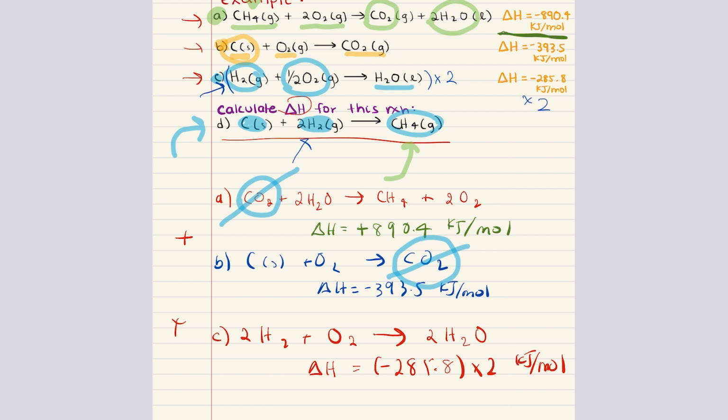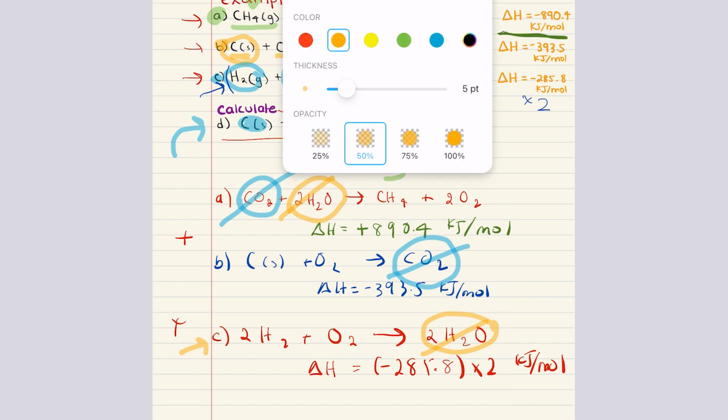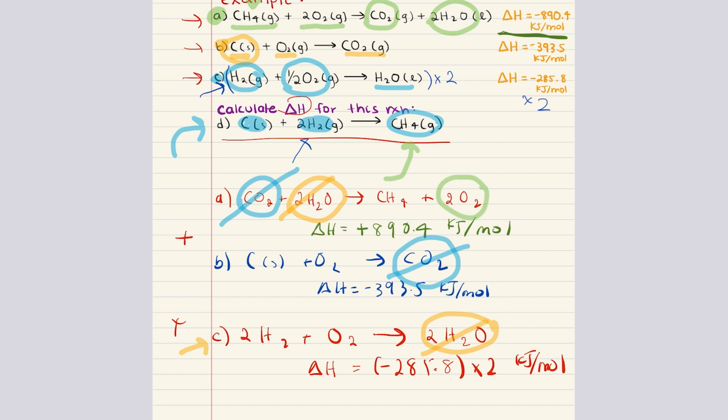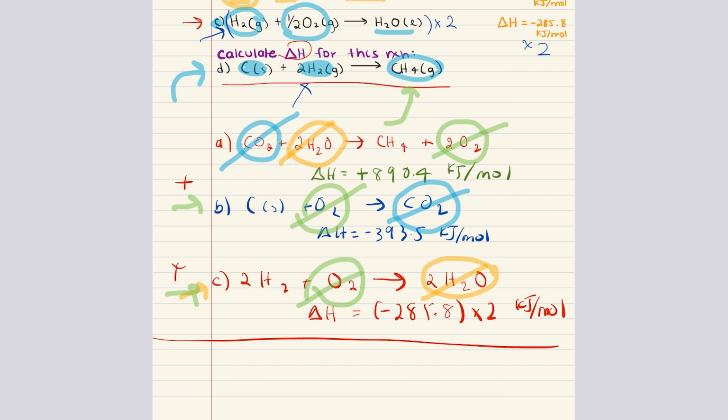What about our water? We have 2 moles of water in reaction A on the reactant side. And then if we look at reaction C, we have 2 moles of water in the product side. Perfect. That means that water is going to cancel out. Now, the last species that we have to worry about is oxygen. If we look at reaction A, we have 2 moles of oxygen gas on the product side. If we look at reaction B and C, we have oxygen gas on the reactant side, 1 mole in reaction B and 1 mole in reaction C. So we have a total of 2 moles of oxygen gas on the reactant side, 2 moles of oxygen gas on the product side, and so therefore they cancel each other out. Now what we're left with if we add up these reactions is carbon in its solid form plus 2 moles of hydrogen gas give us 1 mole of methane gas. That's perfect. That's exactly what we need.